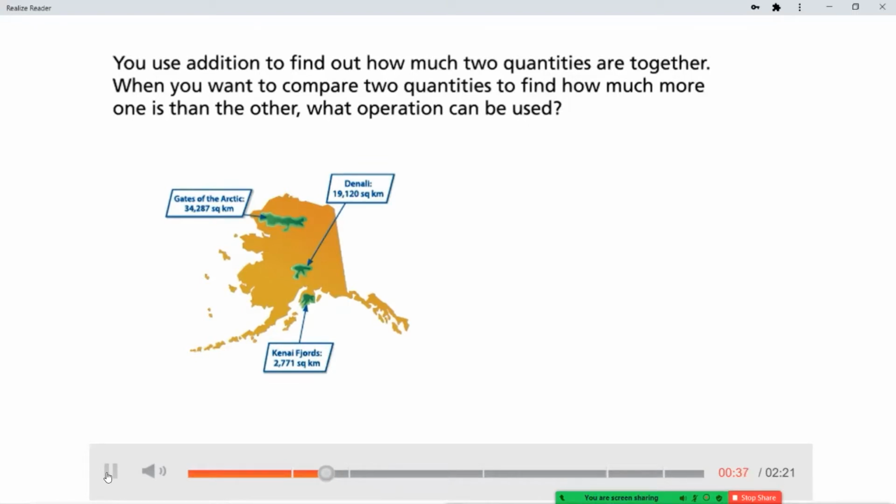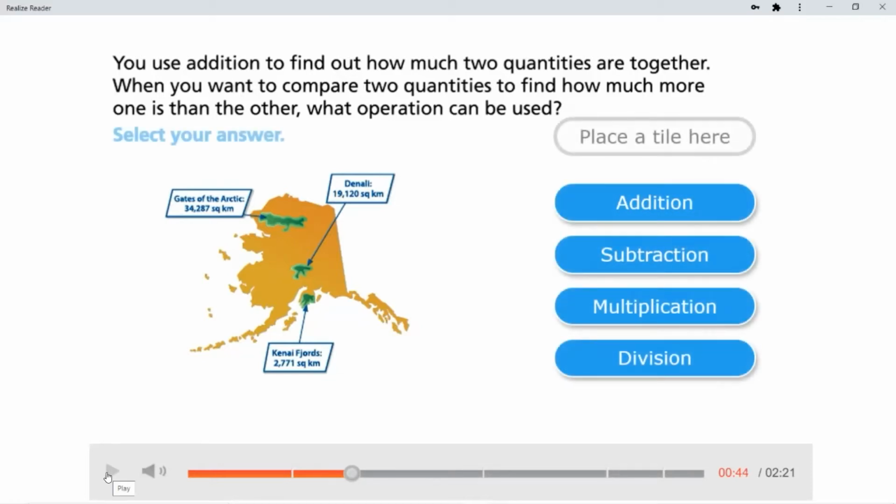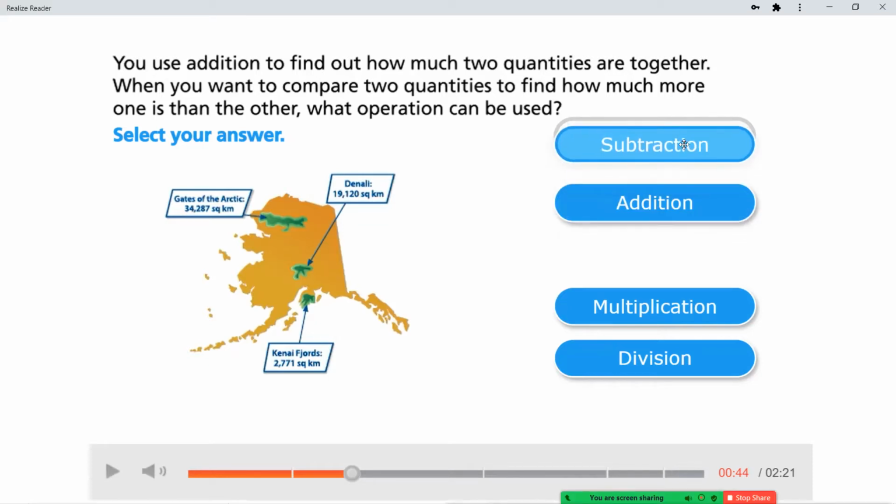When you want to compare two quantities to find how much more one is than the other, what operation can be used? Select your answer. Now for this question, they're asking us something a little bit different. When we want to find out how much more one is than the other, if you're looking for more than or less than or the difference between things, those are all clue words to tell you that you need to subtract. You're finding the difference between them, so you use subtraction.